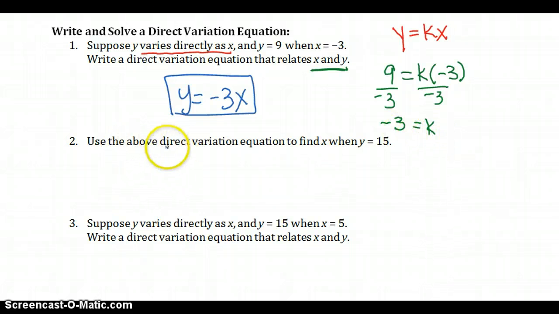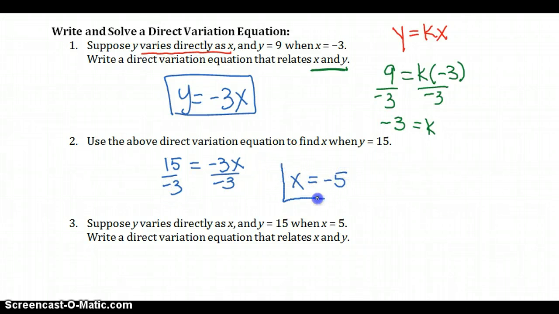Use the above direct variation equation to find x when y is 15. So in place of y, I'm going to plug in 15. And I'm supposed to find x. So that means divide both sides by -3, and x is going to equal -5.